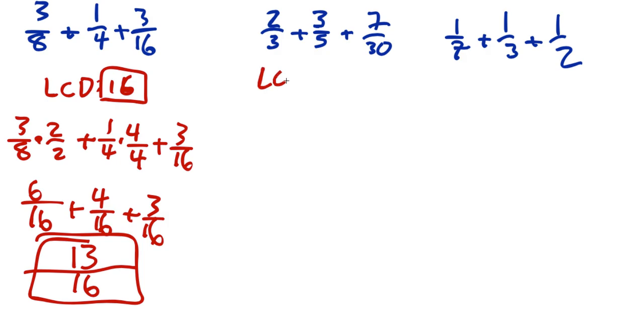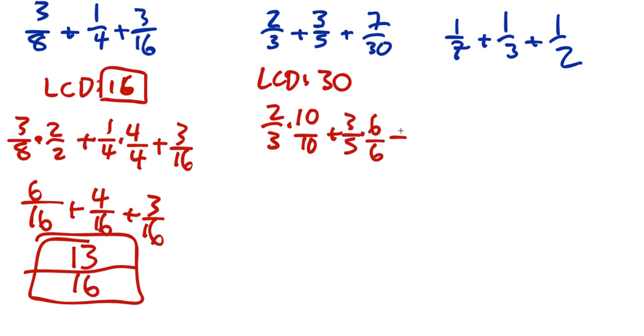In this case, the LCD happens to be 30ths, so we're good to go. We're going to do 2/3 times, guess what? Yeah, 10 over 10, because 3 times 10 is 30. Next, we've got the 3/5, got to multiply that by 6 over 6. And 7 over 30 is going to remain with that 30 as the denominator.